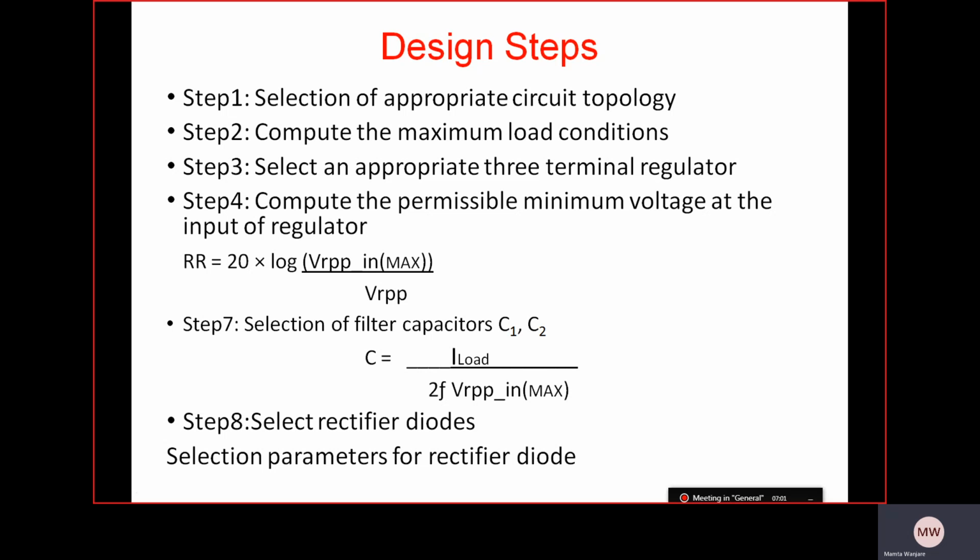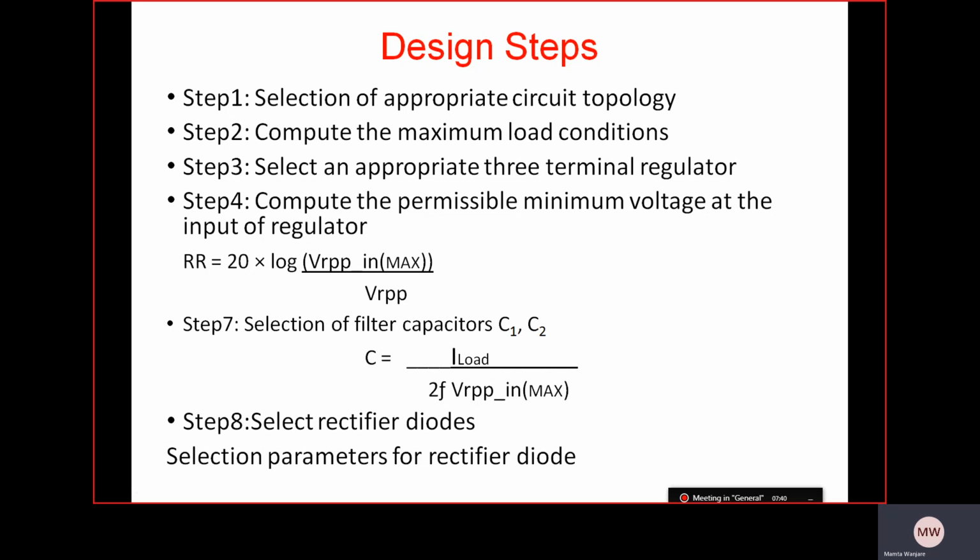Next step is selection of filter capacitors C1 and C2. That formula is C equal to load current divided by 2 times frequency multiplied by maximum input ripple voltage. Frequency and load current are given in the problem statement. Maximum input ripple voltage we already calculated. Always consider the minimum ripple voltage, and from that we calculate the maximum value of the capacitive filter.